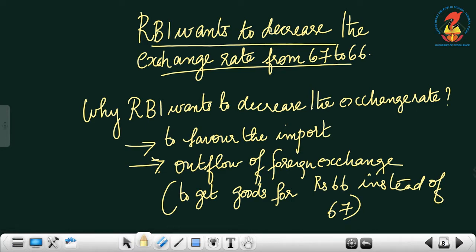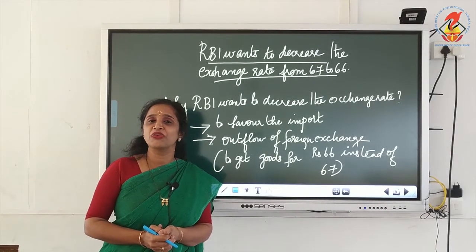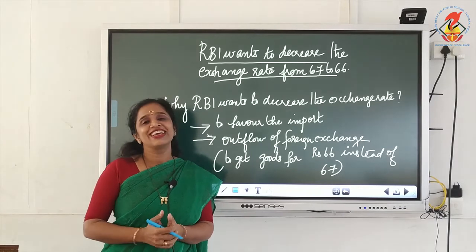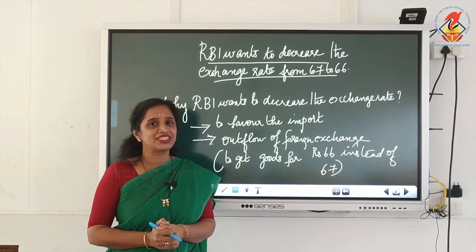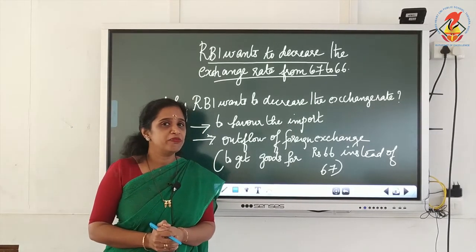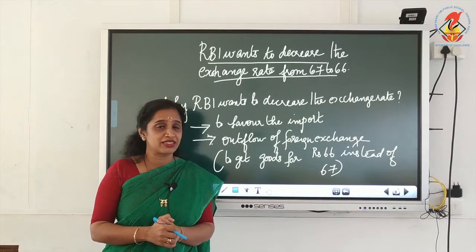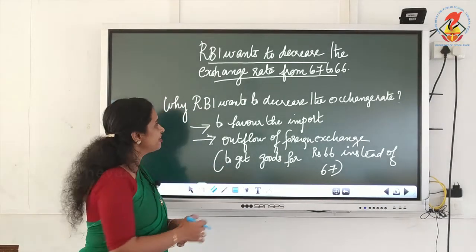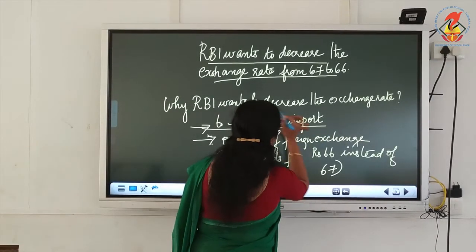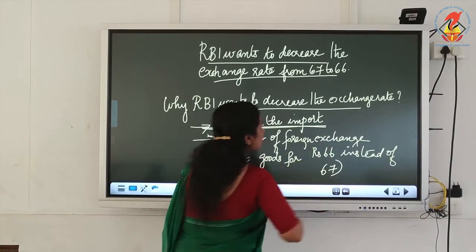So, in the last class we just saw how the Reserve Bank of India tried to increase the exchange rate from 67 to 68. Now, we are going to learn how RBI is going to decrease the exchange rate from 67 to 66. Now, you can just imagine for what purpose RBI is trying to decrease the exchange rate from 67 to 66. Definitely it is to favor the import. RBI will try to decrease the exchange rate to favor the import.